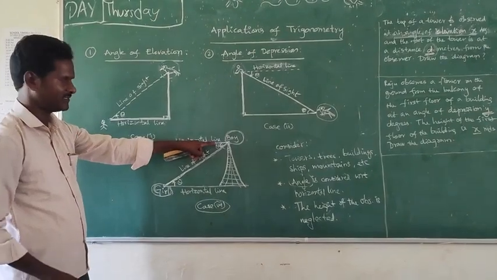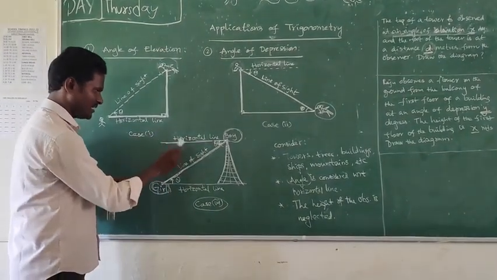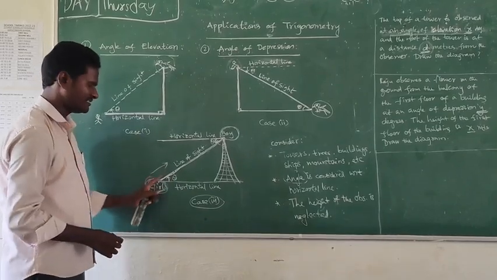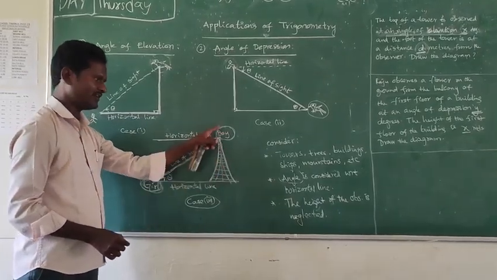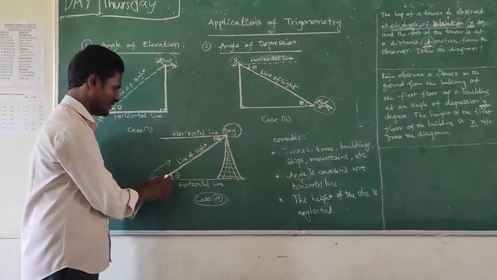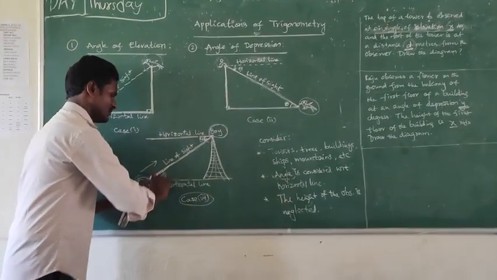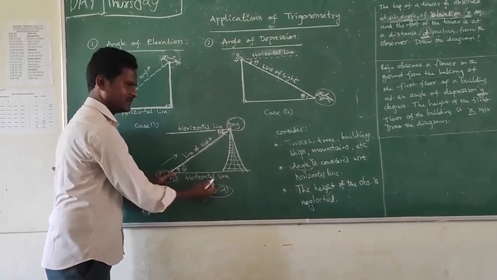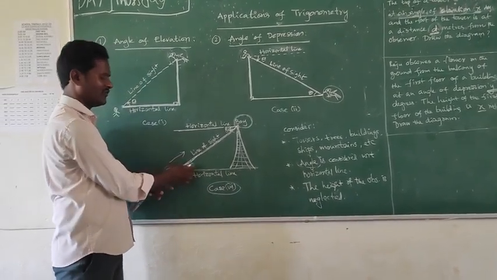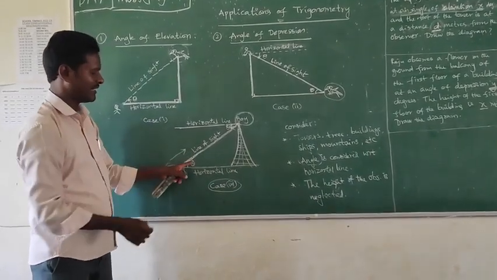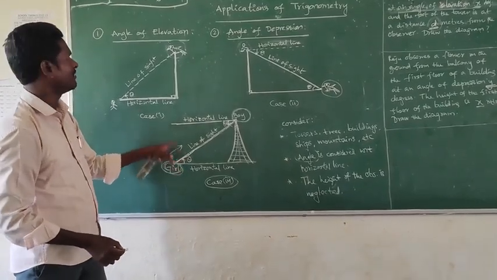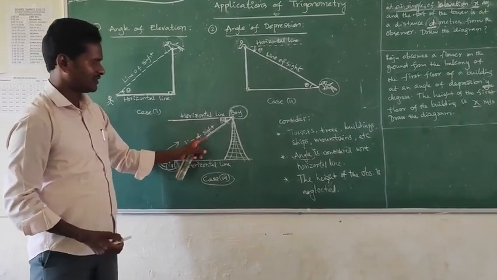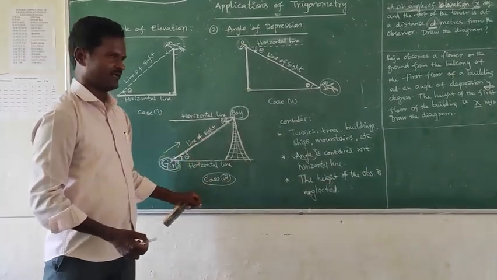So this is the first case. Suppose in the same case, the girl is observing a boy who is on the top of the tower. Here the line of sight must be like this, and the horizontal line is like this. Between these two lines we have an angle. This angle is called the angle of elevation. So both angles will be observed in this context.